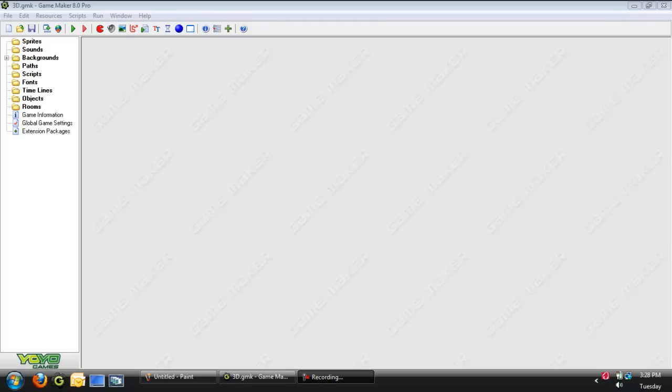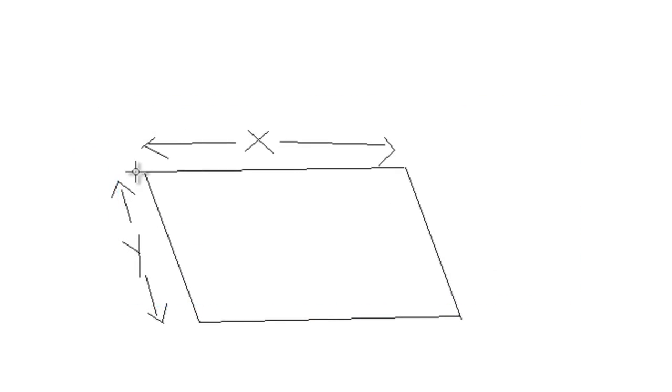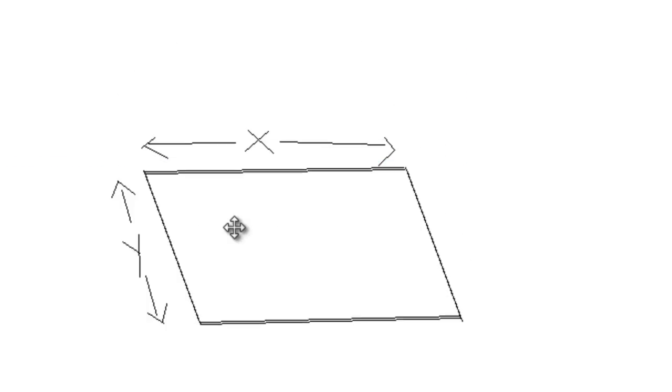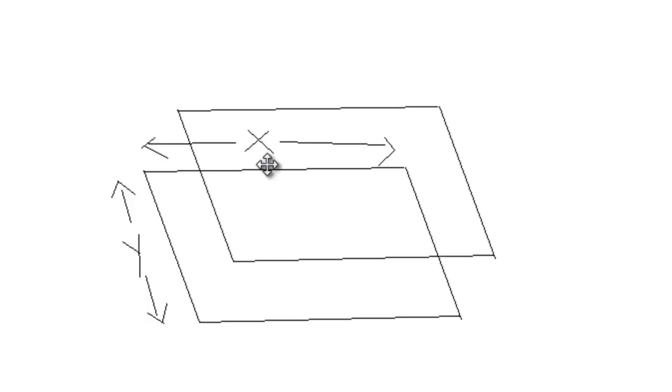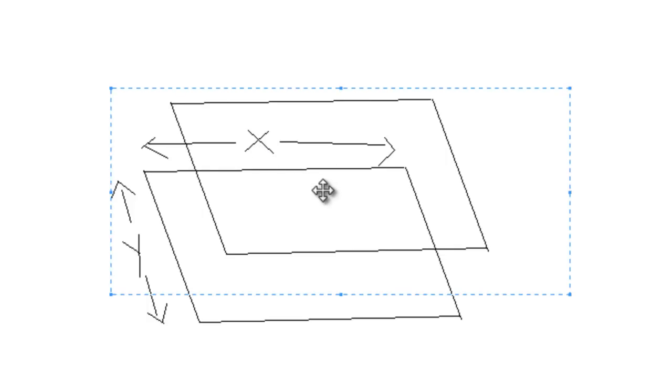So I'm going to start by basically explaining what 3D is. So you have your normal room, X and Y, it's a square, and basically when you're making 3D, you're just drawing stuff with another dimension. And this is called Z.